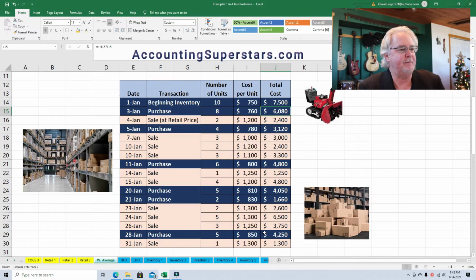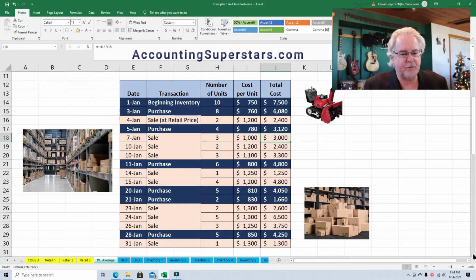Now in the pink salmon color, we have sales. These are at retail prices also. On January 4th, Fred sold 2 snowblowers, each at $1,200, for a grand total of $2,400. And then on January 7th, he had a sale of 3 snowblowers, and he sold those for $1,000 each, grand total $3,000. So everything in the pink salmon color are sales.